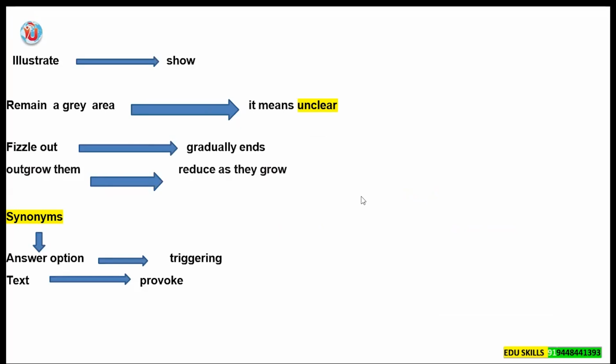Then outgrow them, reduce as they grow. When they grow, it won't be seen. The allergy will not be seen in them.